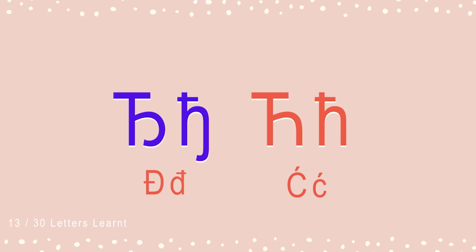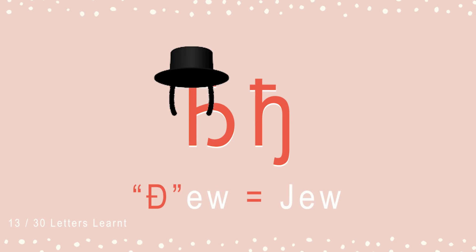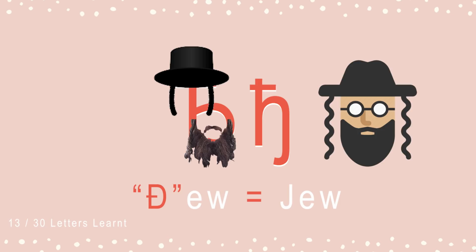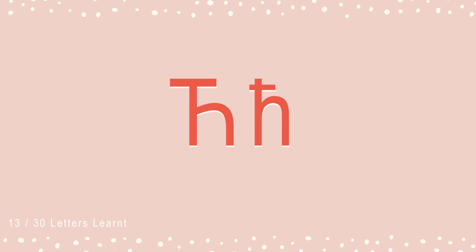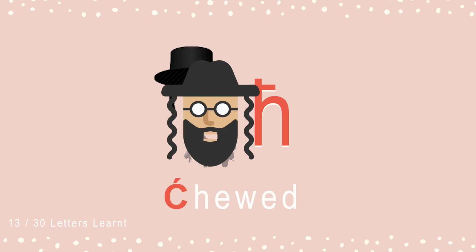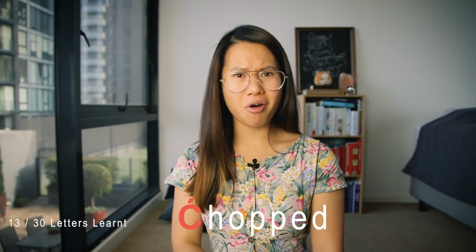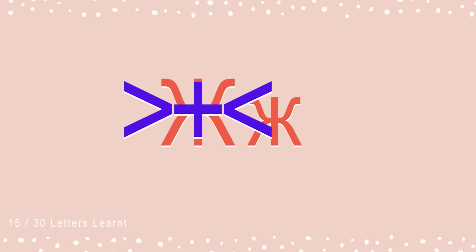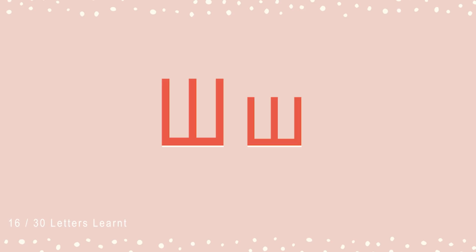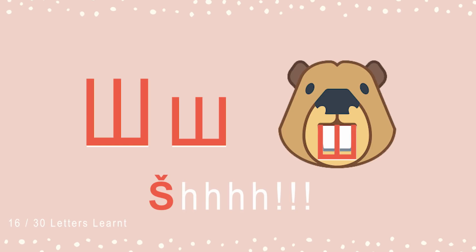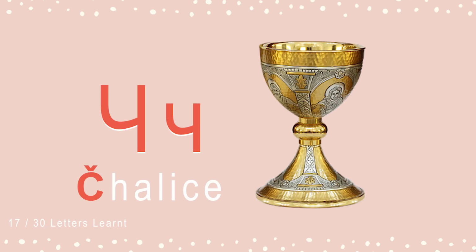Our next pair are J and Ch. Let's pretend that J is a Jew. It's wearing a hat and it has a little beard. See the similarity? And then Ch looks like a Jew that chewed off his beard, or he chopped his beard off. J looks like a plus sign with two C's, and those two C's kind of look like the upside down hat on top of J. Sh, it looks like you're blowing air through your front teeth. Sh. Ch looks like a chalice, and it's a hard ch because you put hard liquor in a chalice.